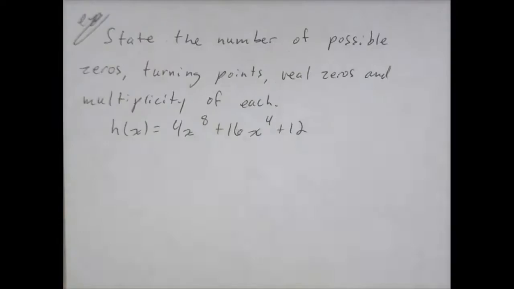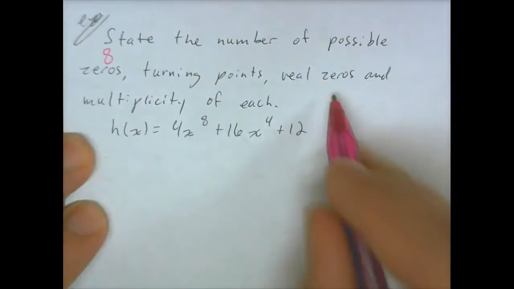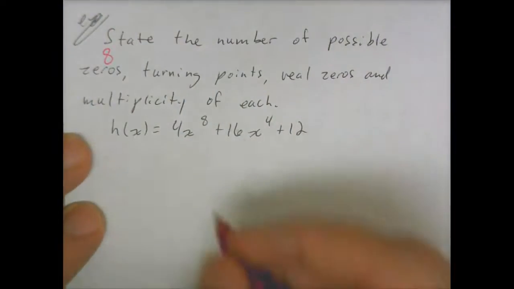Cool. This one looks fun. I'm really excited to do this one because I like math. Yay. Okay, state the number of possible zeros. Well, it looks like 8 is my highest power, so I have 8 possible zeros. Number of turning points, real zeros, and multiplicity we will determine.